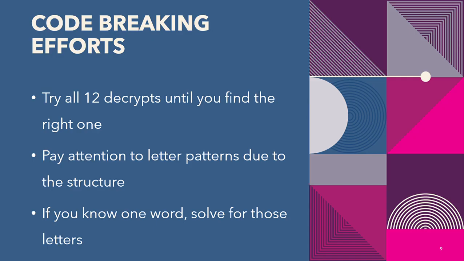For code breaking efforts, you want to try all 12 decrypts until you find the right one. You also want to pay attention to letter patterns due to the structure. You don't want to keep trying more and more keys just to get a certain letter, like the third letter. If you have the first two, then you should know pretty well that that's the key that you use. So if you know one word, solve for the other letters.